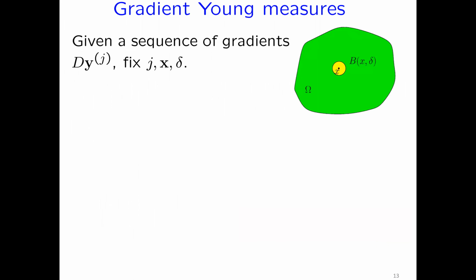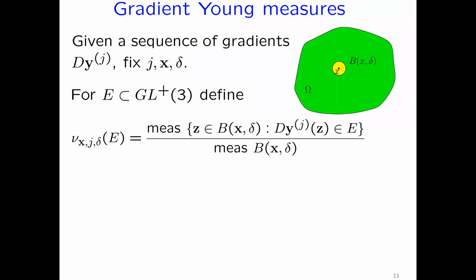So suppose you've got a sequence of gradients Dy_j, and you fix, for the moment, j, and you fix a point x, and you fix a very small radius delta around x. And now you imagine picking a point z at random, uniformly distributed across this ball B(x, delta), and you look and see what the value of the gradient of y_j is at that point z. And that way you get a probability distribution.